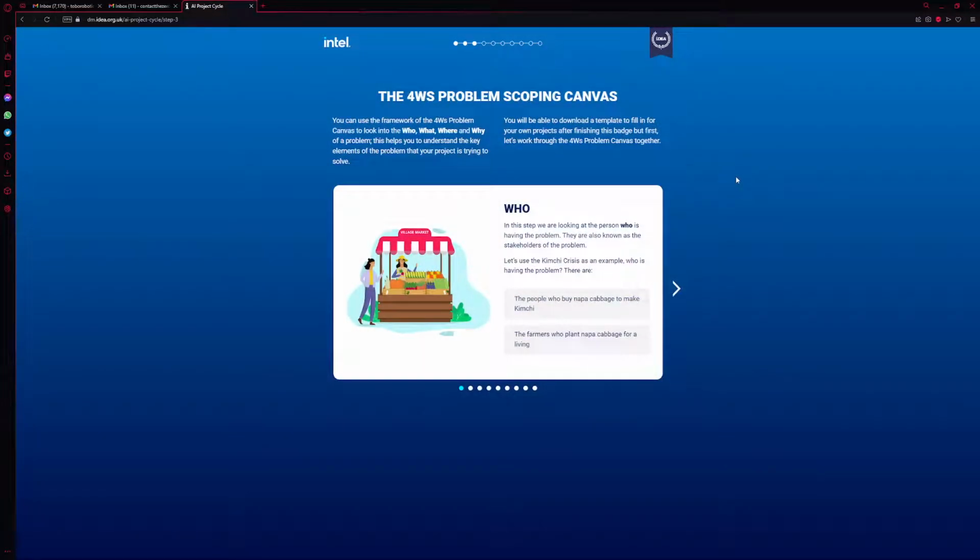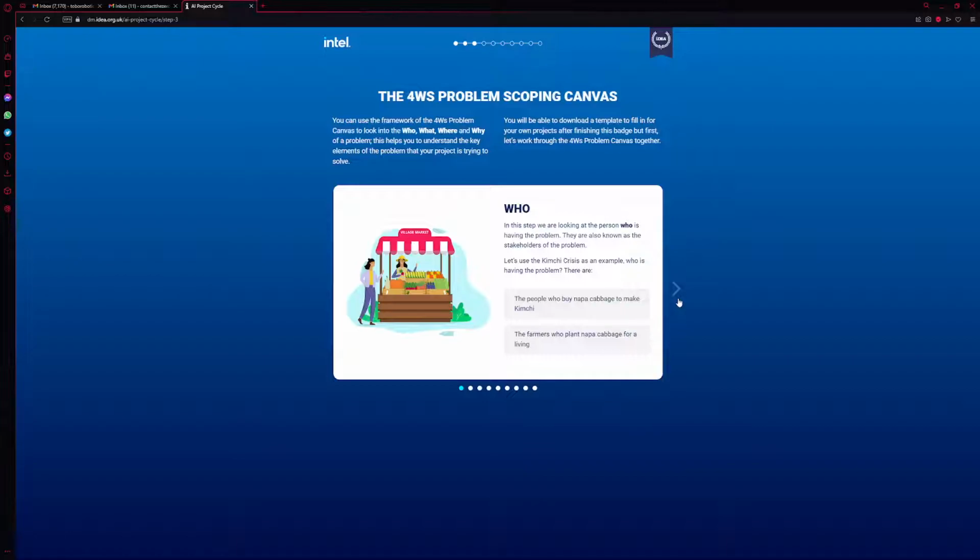The 4Ws problem scoping canvas. You can use the framework of the 4Ws problem canvas to look into the who, what, where, and why of the problem. This helps you to understand the key elements of the problem that your project is trying to solve. You'll be able to download a template to fill in for your own projects after finishing this badge, but first let's work through the 4Ws problem canvas together.